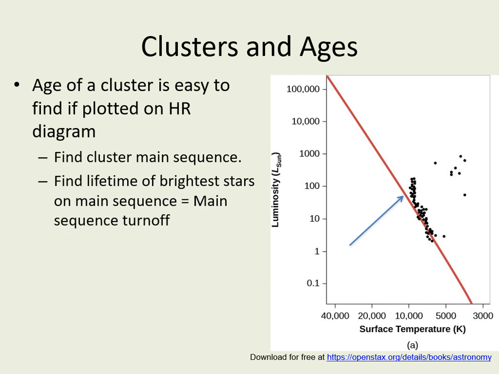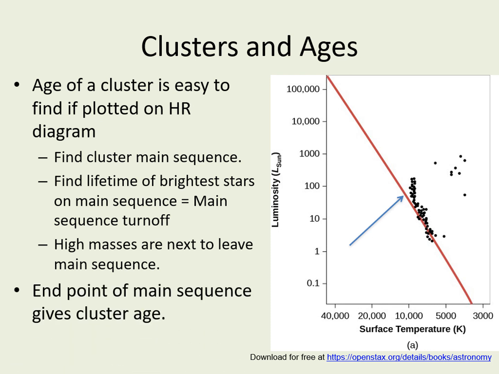Next, we calculate the main sequence lifetime of the stars at the main sequence turnoff. We can do this because we know the masses and luminosities of main sequence stars with the given spectral types. In the diagram, this turnoff age is 100 million years. Lastly, we know that the highest mass, most luminous stars on the main sequence are the next ones that will leave the main sequence, since they have the shortest lives. So the lifetime of these stars must be the age of the cluster. Hence, the age of the cluster is the lifetime of the stars at the main sequence turnoff, 100 million years in this case.